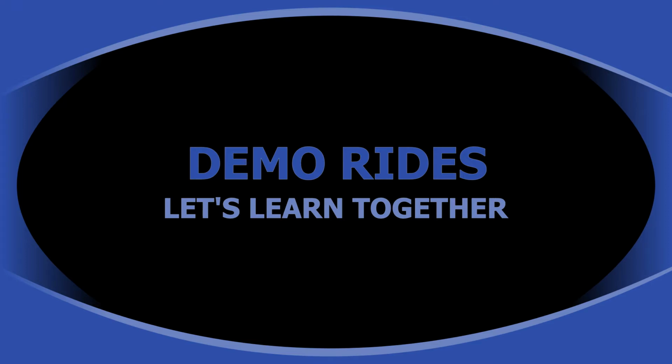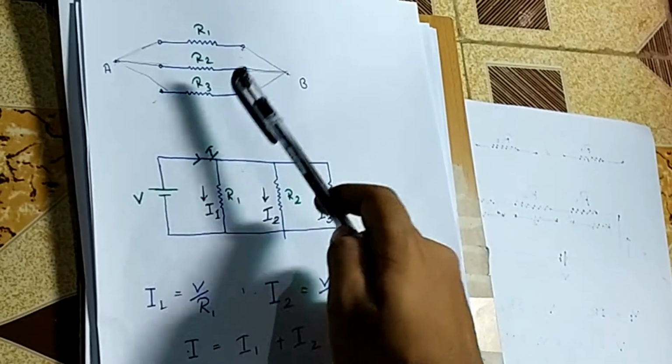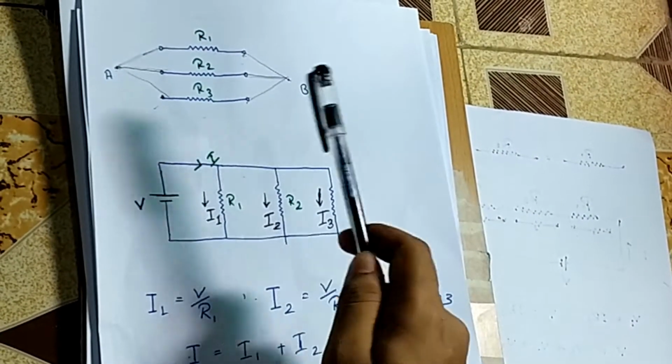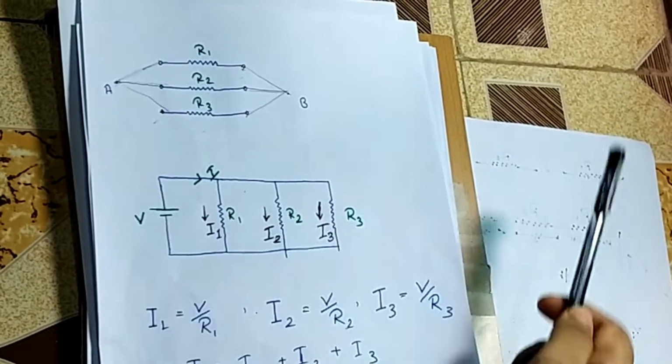In this video, we are going to simply study the parallel connection of resistance. So let's learn together. As you can see, we have three different resistances. Now I want to connect these resistances R1, R2 and R3 in parallel with each other.